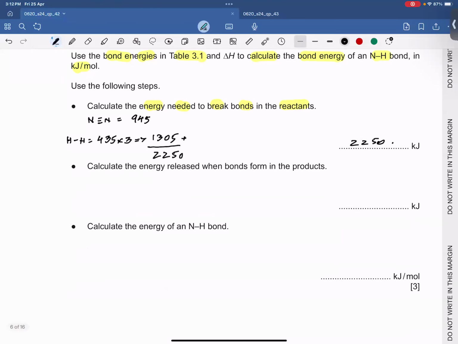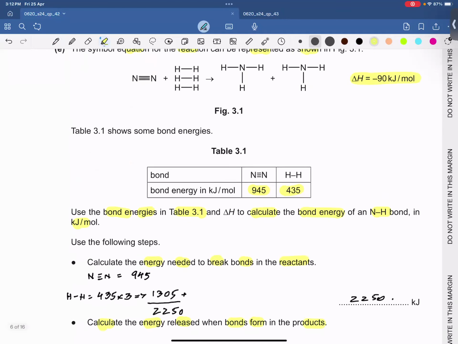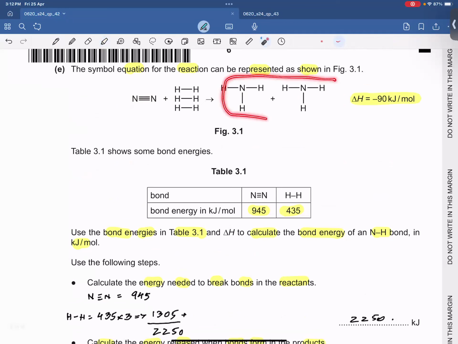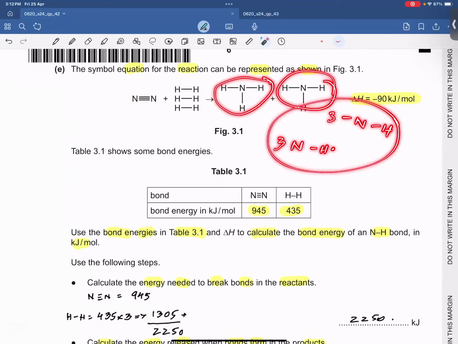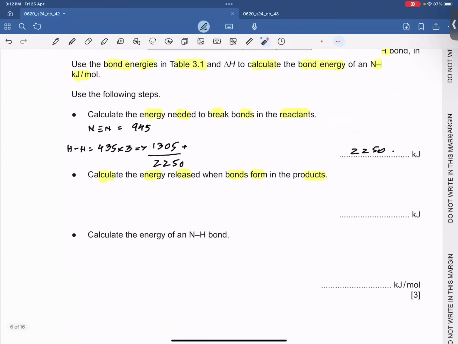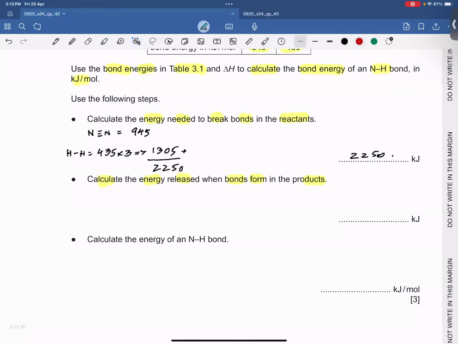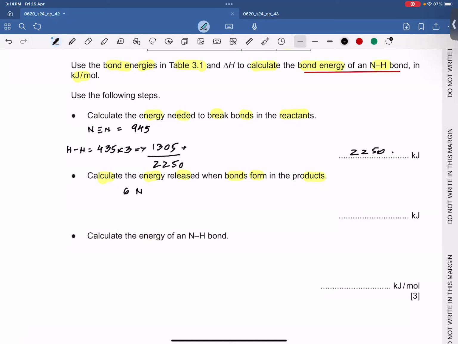Calculate the energy released when bonds form in the product. So technically we are making 2 molecules of ammonia here, or 2 moles of ammonia. In each molecule we have 3 N-H bonds. So technically we have a total of 6 N-H bonds here. And we need to find out the value of bond energy of N-H, right? So it's going to be 6x.